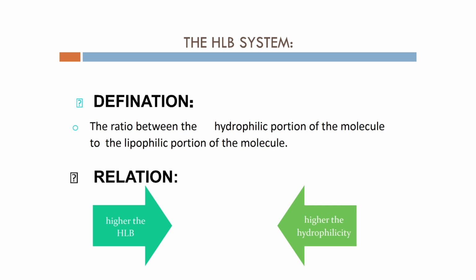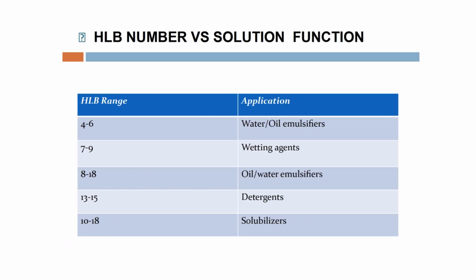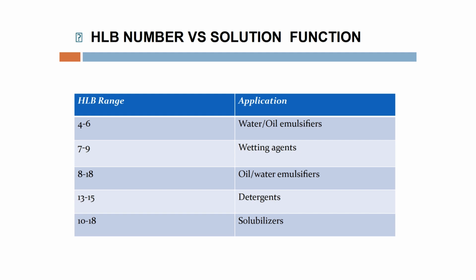This leads us to a very practical table: HLB number versus solution function. HLB range, solution function: 4 to 6, water in oil emulsifiers; 7 to 9, wetting agents; 8 to 18, oil in water emulsifiers; 13 to 15, detergents; 10 to 18, solubilizers.